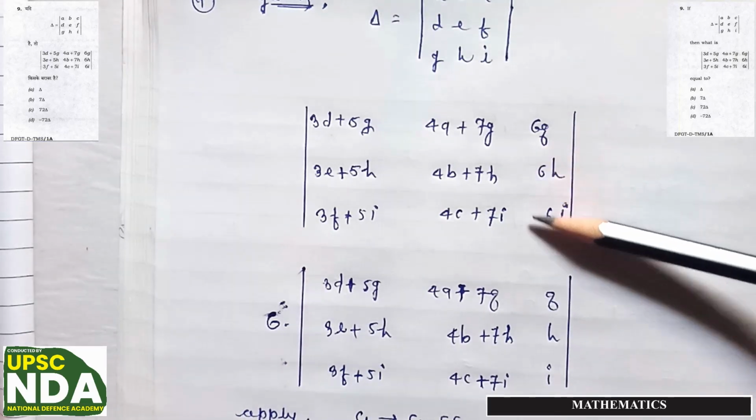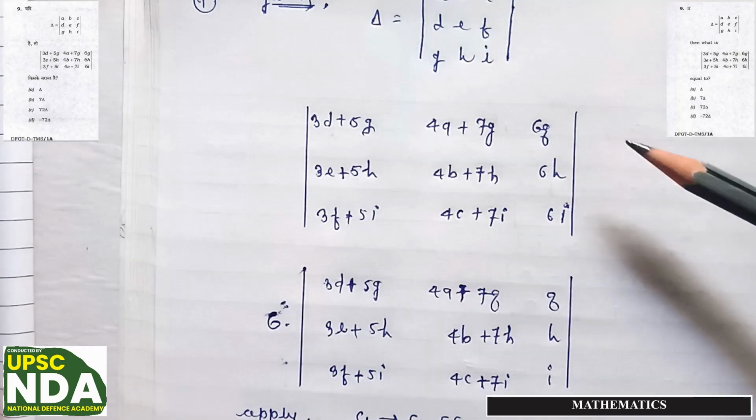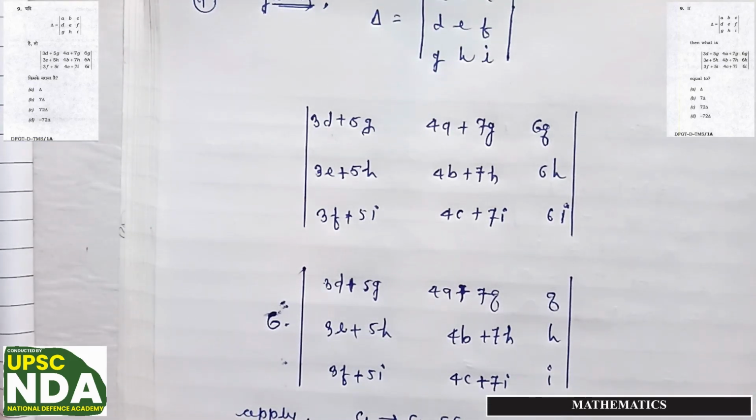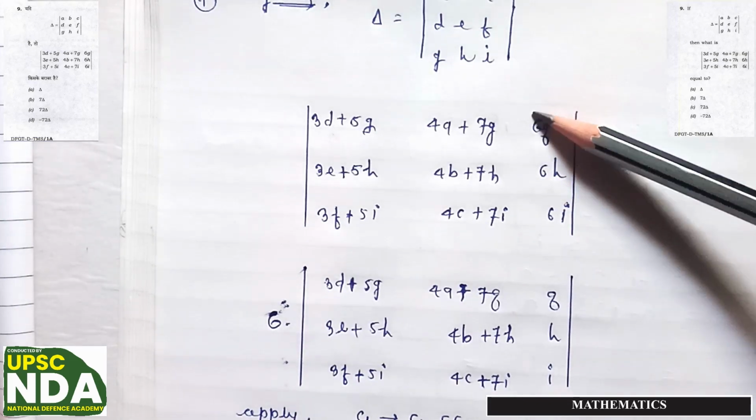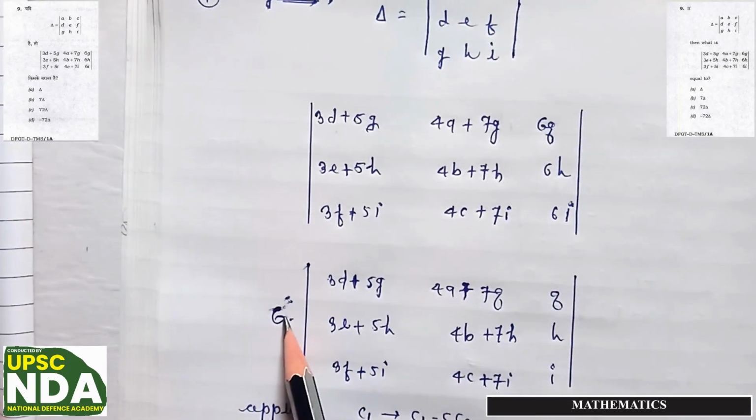So it is possible to take 6 common from this row. This is the standard result from matrices, that you can take any element common from a single row or column. So I have taken 6 common over here.